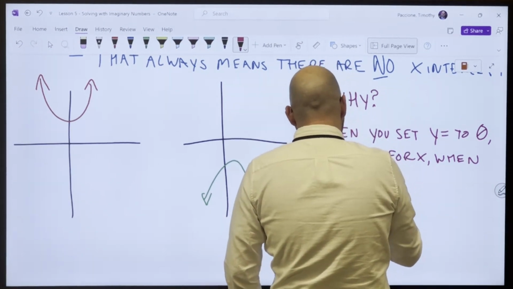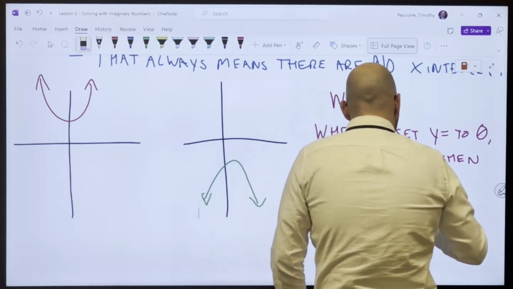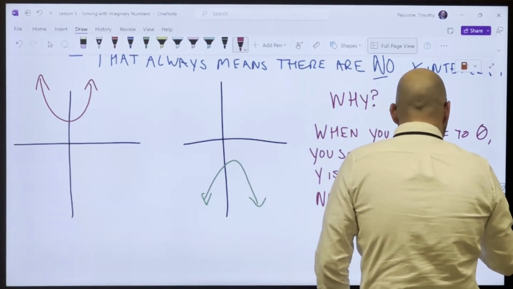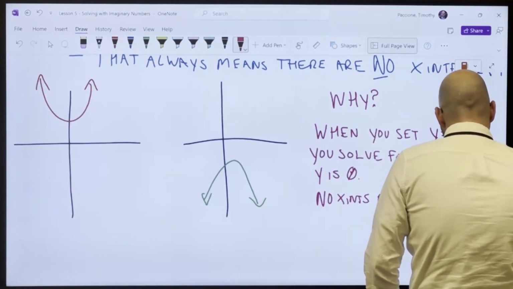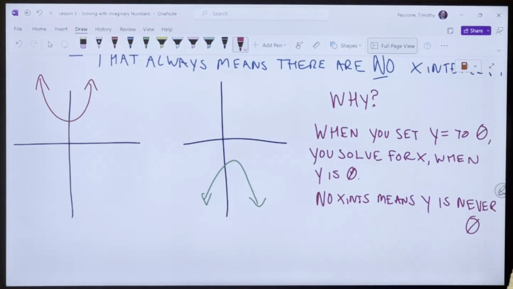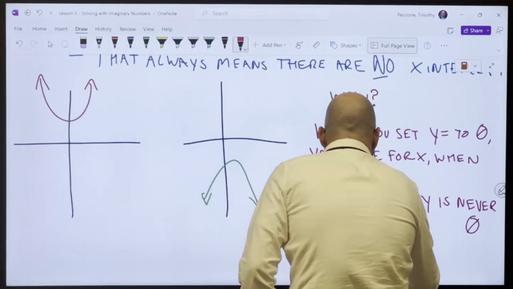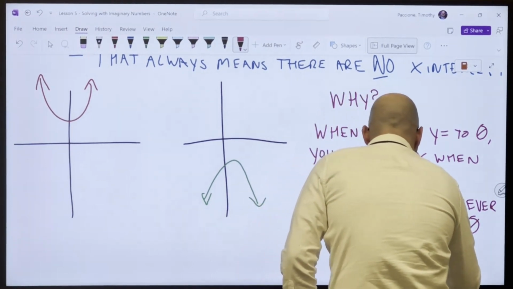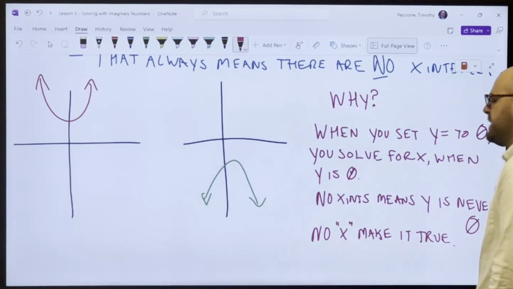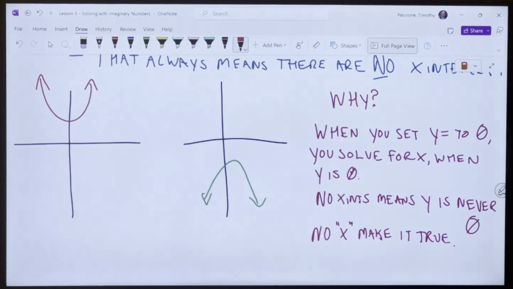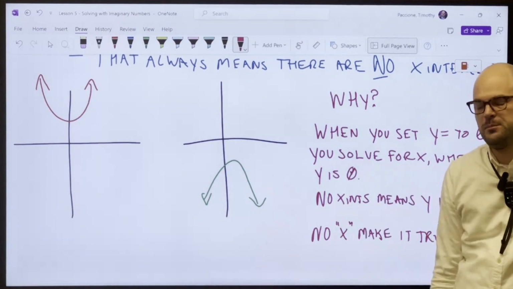No x-intercepts means y is never 0, right? There's no x that would make it true. So how could we get a real solution? Yes, redefine mathematics. So it makes sense that we keep getting these imaginary numbers, because we set y to 0 and it's not.